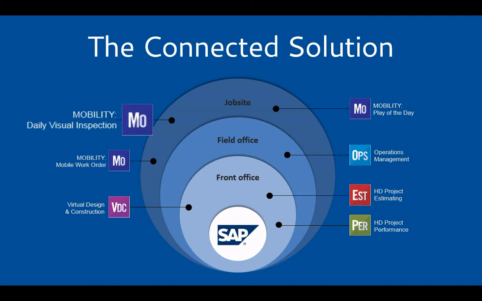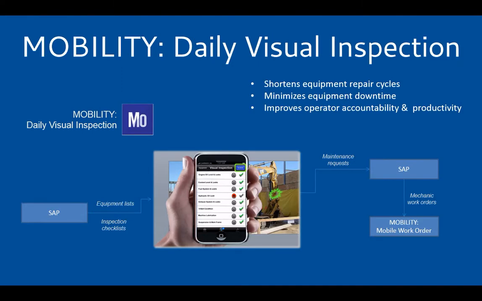Daily Visual Inspection is a field solution enabled on mobile devices for operators to inspect equipment before it gets utilized in the field. The solution provides a fast, automated way for operators to complete standardized checklists for different types of equipment. When a problem is identified, the operator can describe the issue and even include a photo in the inspection log that gets sent back to the office. That way, a mechanic can be assigned to the issue immediately, minimizing equipment downtime.